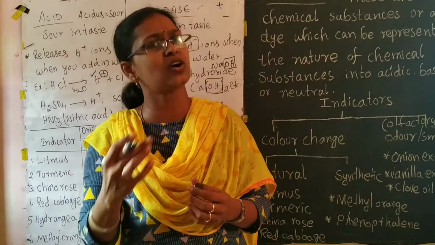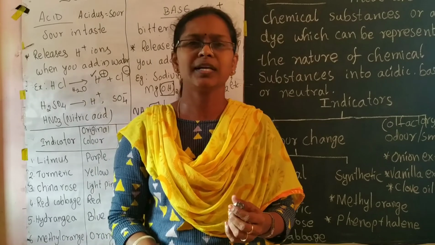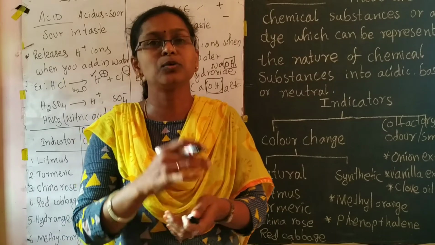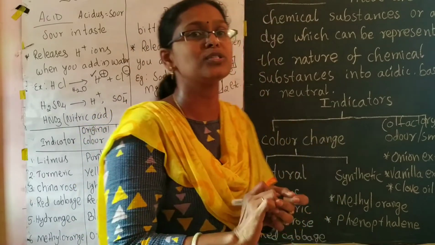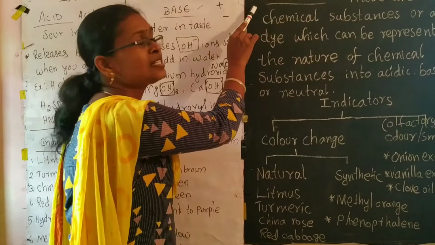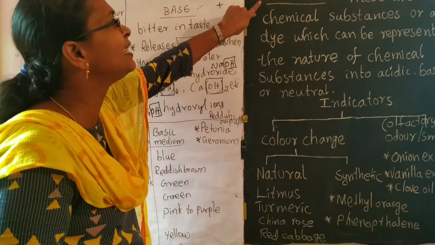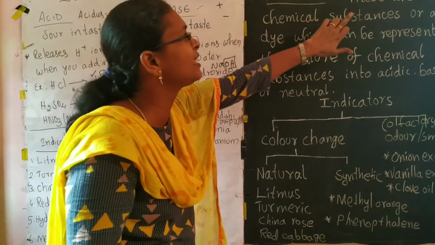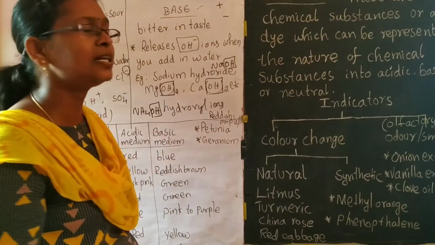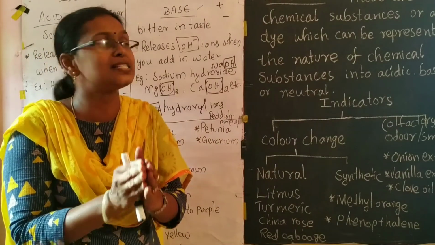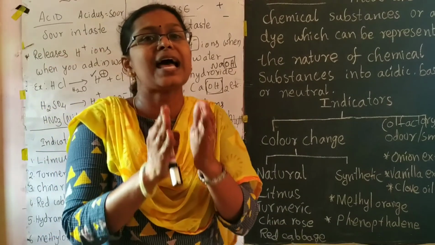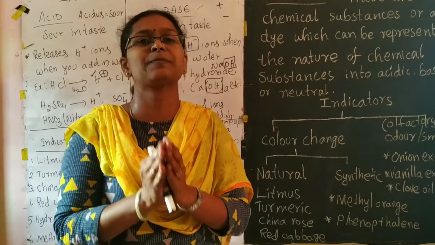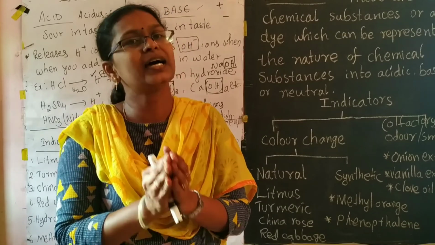Is it possible to taste all the substances? No, right? Is it possible to touch all the things? No, not possible. So to find that out, we use a specific type of substances, which we call indicators. Indicators are chemical substances or dyes which show whether a substance is an acid or a base.